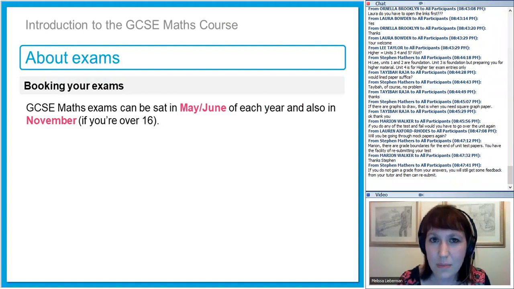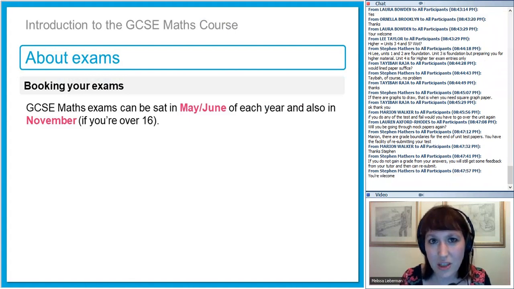You can either sit your exam in May, June. Usually there's one paper at the end of May and then 2 in June. So everyone has to sit 3 papers to get their GCSE Maths, and all 3 papers have to be sat in the same exam session and at the same level, so either higher tier or foundation tier.